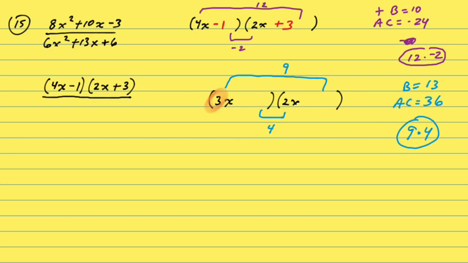So 3 times what is 9? Well, that'd be a 3. 2 times what is 4? 2 times 2 is 4. So the bottom factors into 3x plus 2 times 2x plus 3. I notice that the 2x plus 3 numerator and denominator can cancel, leaving me a simplified answer of 4x minus 1 over 3x plus 2.